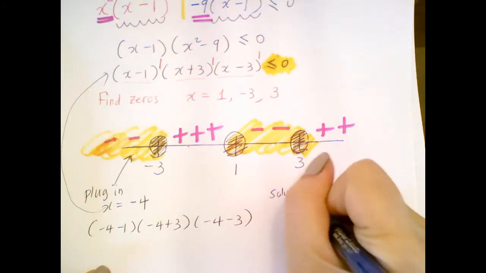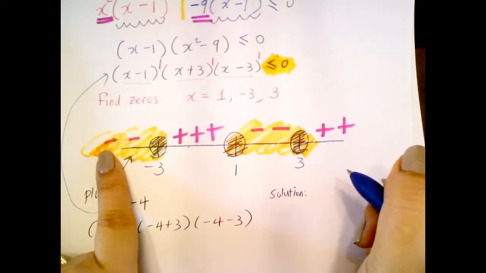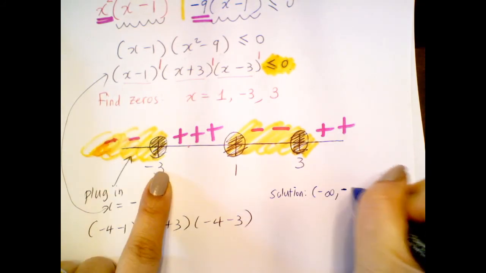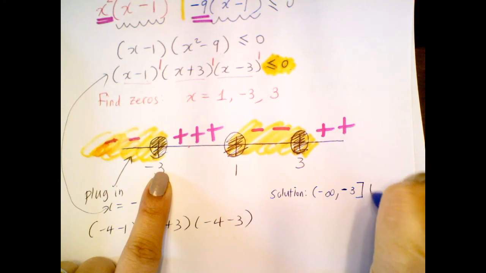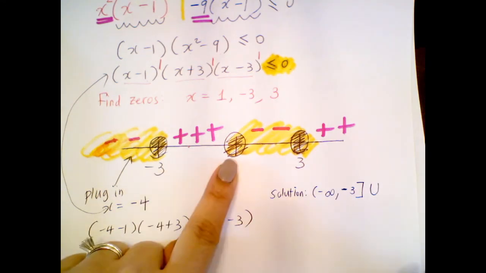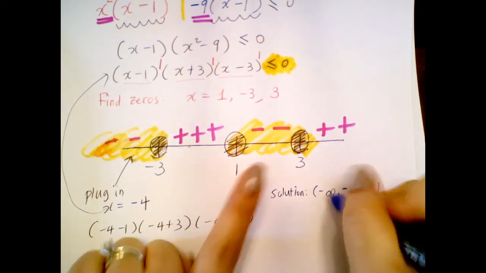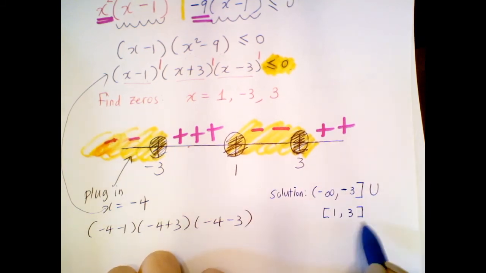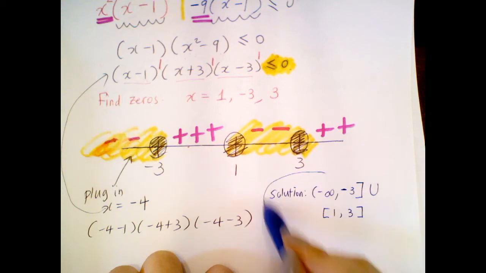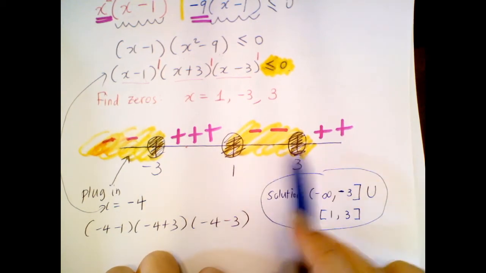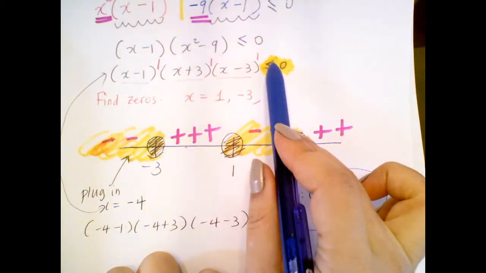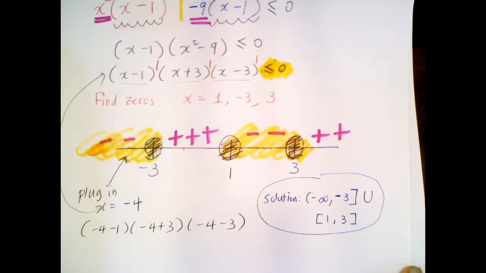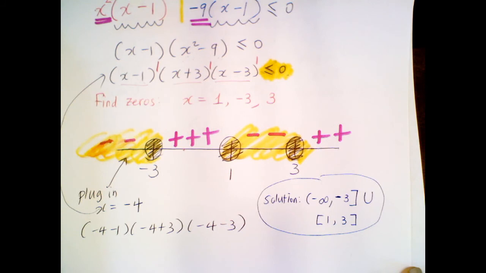Solution. The first one is from -infinity to -3, bracket, union. Now let's write this one from 1 to what? 3, right? From 1 to 3, but around 1 and 3, I'm using brackets, right? Because we used a closed circle because they are less than or equal to 0.